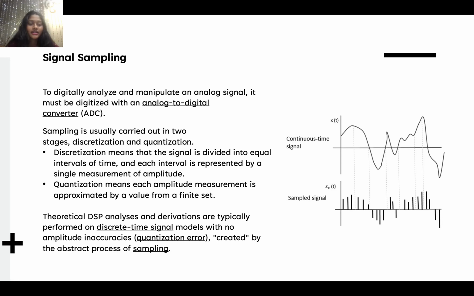Theoretical DSP analyses and derivations are typically performed on discrete time signal models with no amplitude inaccuracies, such as quantization error, created by the abstract process of sampling. In the image, we can see a continuous time signal, which is then a sampled signal.